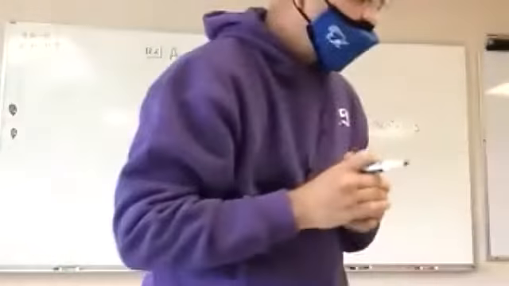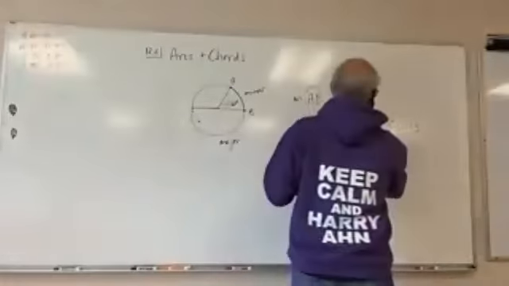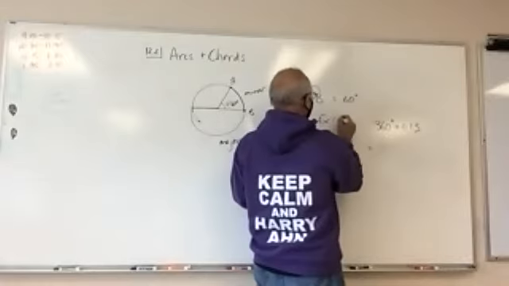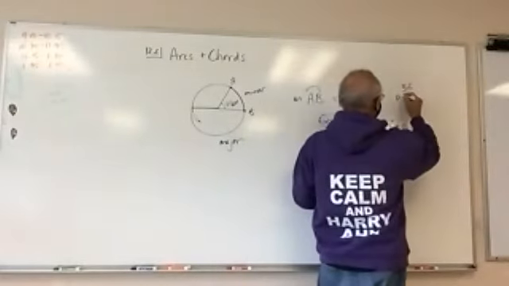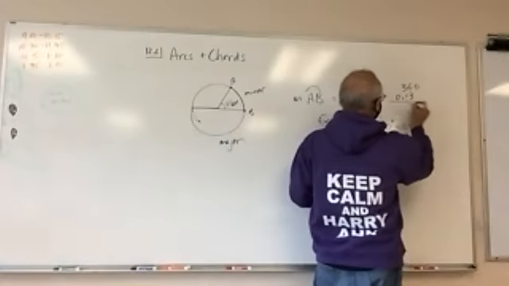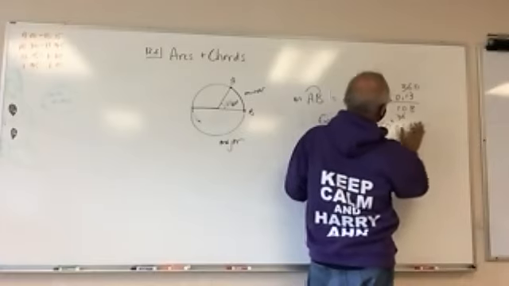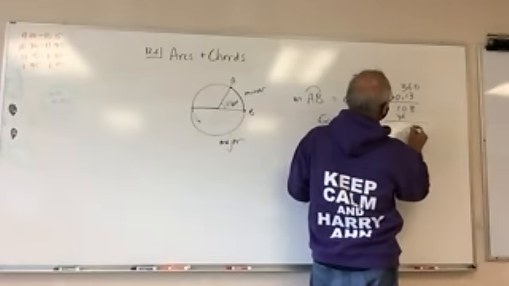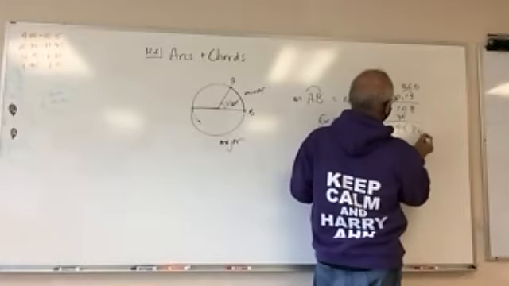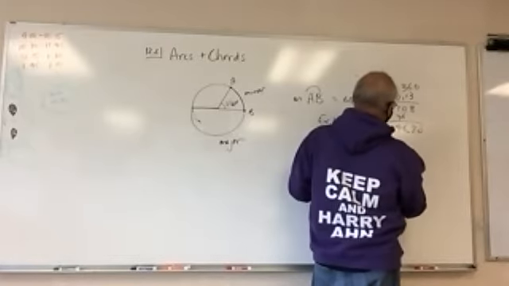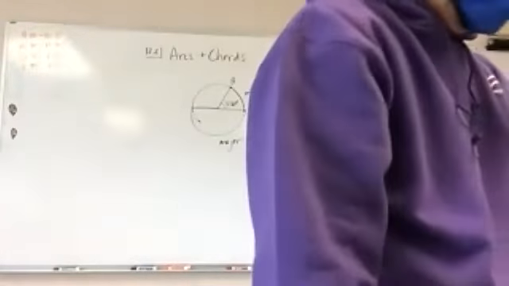Okay, so what are we trying to do? We're trying to find the measure of arc BC. The BC is going to be 13%. Actually, it's this way right here. This is example one. So 13%, you would go ahead and do this, and it would be 0.13 times 360, which is 46.8. 46.8 would be your answer.